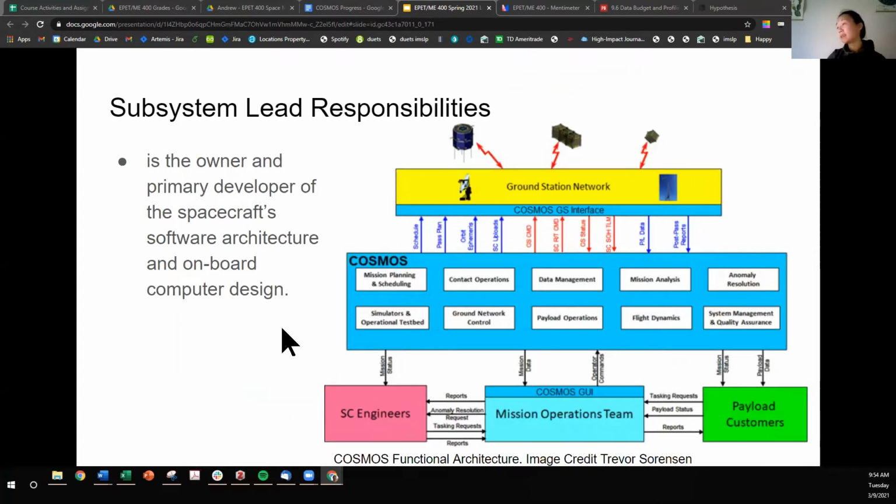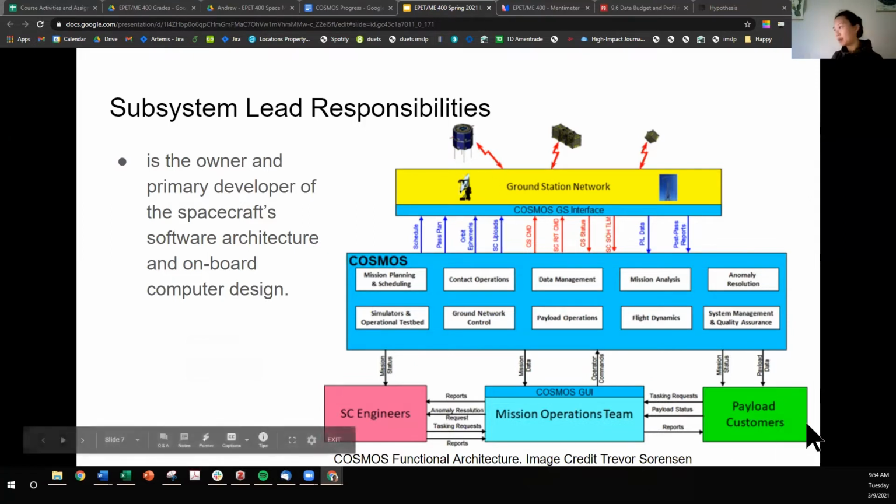The lead, very contingent on the subsystem responsibilities, but the lead themselves have to be the owner and primary developer of the spacecraft's software architecture and onboard computer design. So this has two roles. In retrospect, I think I might have separated flight software and command and data handling, avionics, into two different roles.